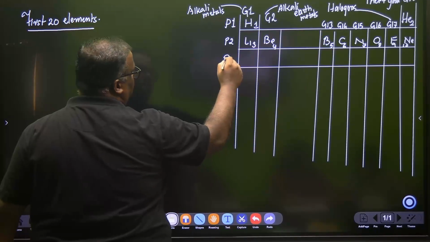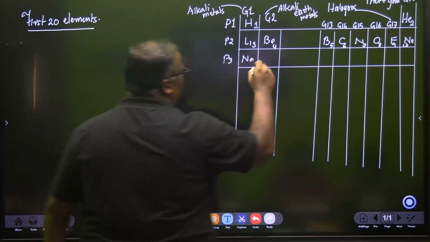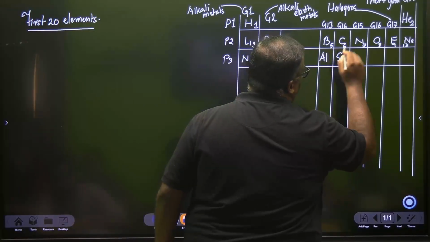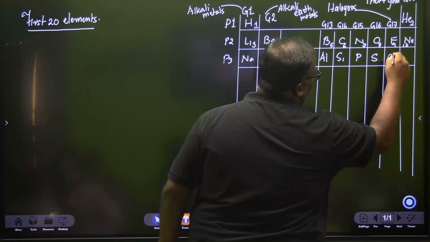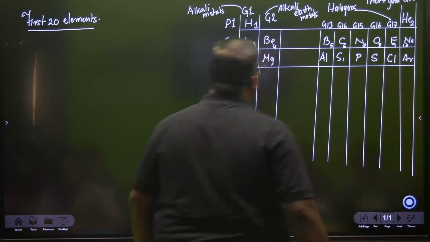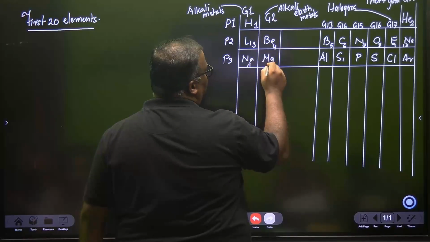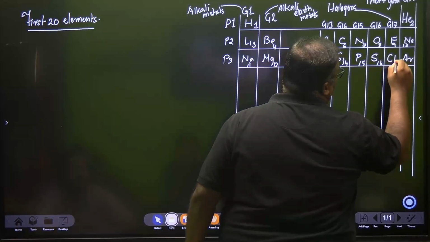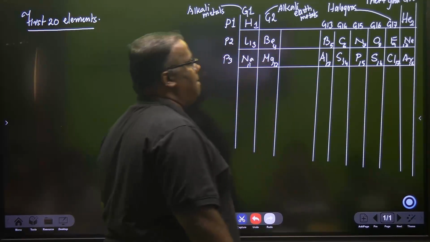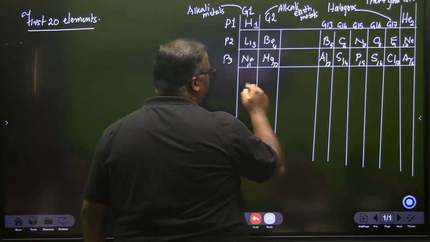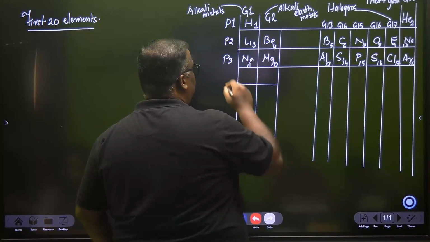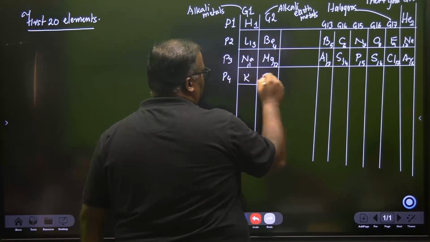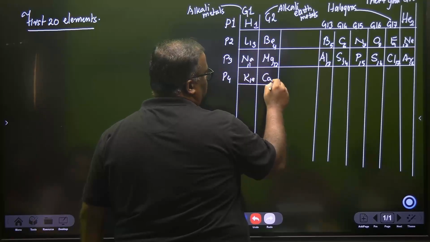Then comes period 3. We have sodium. Okay, we have magnesium. We have aluminium. Below carbon will be silicon, phosphorus, sulfur, chlorine, argon. Okay, so this is 11, this is 12, 13, 14, 15, 16, 17, 18. Fine, and we are supposed to know only up to 20. So this is my period 4. I have potassium here and I have calcium out here. So this is my 19th element and this is my 20.